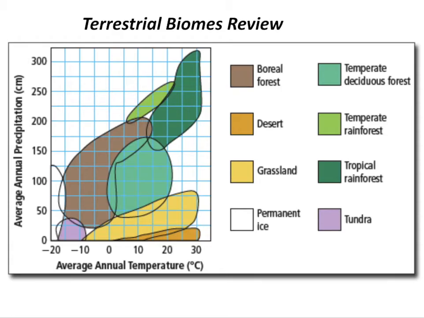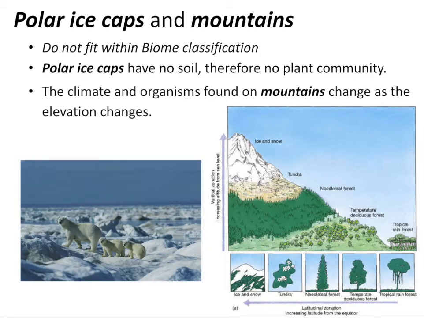All right. Okay. So last little thing to look at is, like we saw in that chart, there's some places with permanent ice. So polar ice caps, they don't actually fit within the biome classification. There is no soil, so we can't have a plant community that grows in a place that is covered with ice year-round. So those we don't consider as biomes. And then the climate and organisms found on mountains change as the elevation changes.